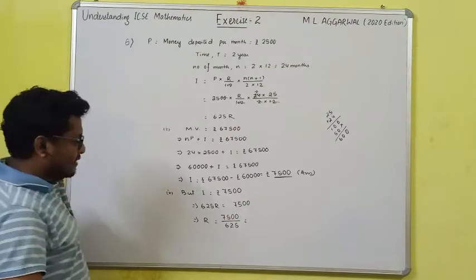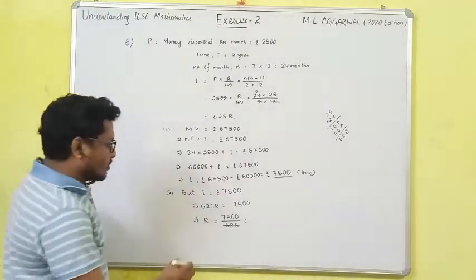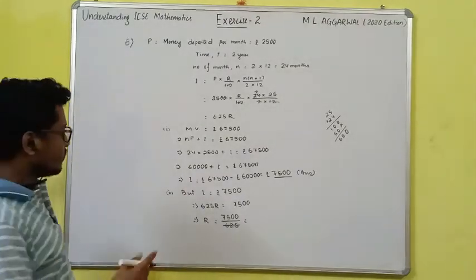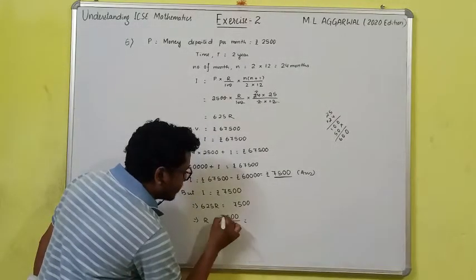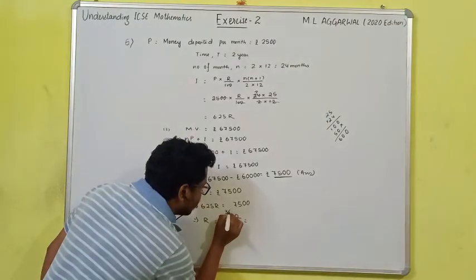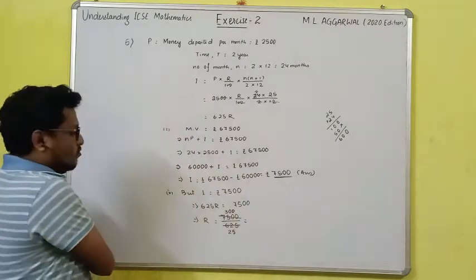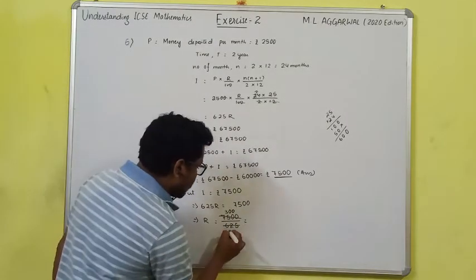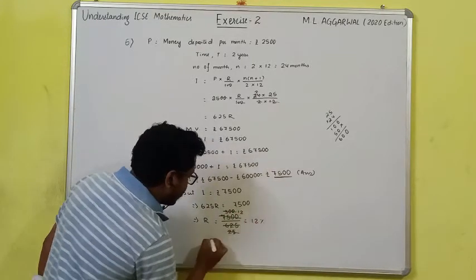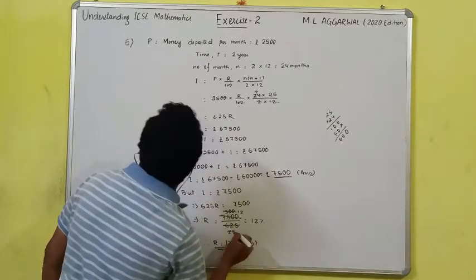Then you will cancel this. Then you will get here 25. You cancel 25 with 625, so here it will be 25. Here it will be 300. Then again 25, 1 here, 12. So R is equal to 12%. Therefore R is equal to 12%. So this is all about your question number 6.